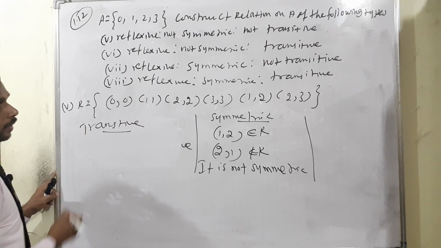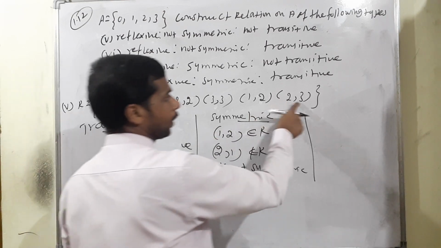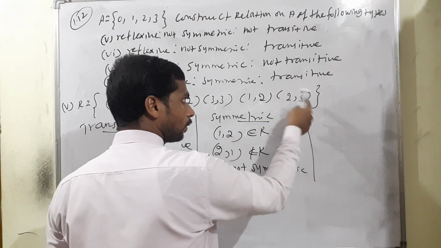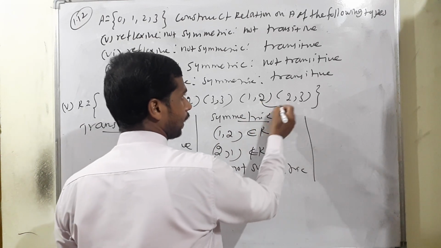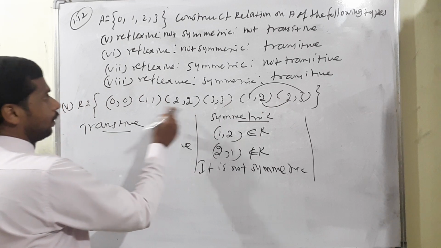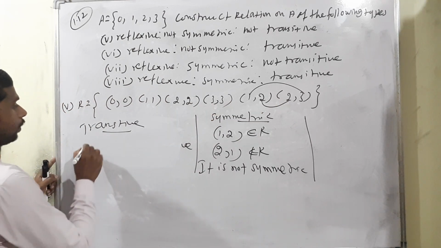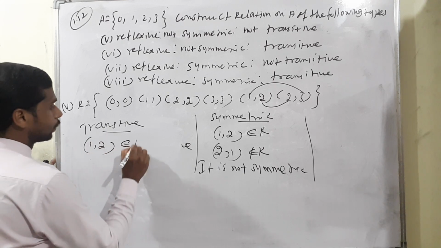We have to show not transitive. That's why I have added the pair 2 comma 3. Look at there. So 1 comma 2 is there, 2 comma 3 also is there. So this is the connected pair, means 1 comma 3. Is there any pair 1 comma 3? There is nothing.